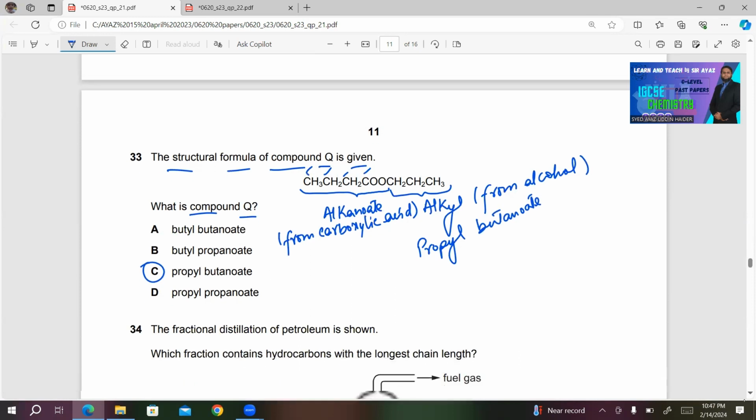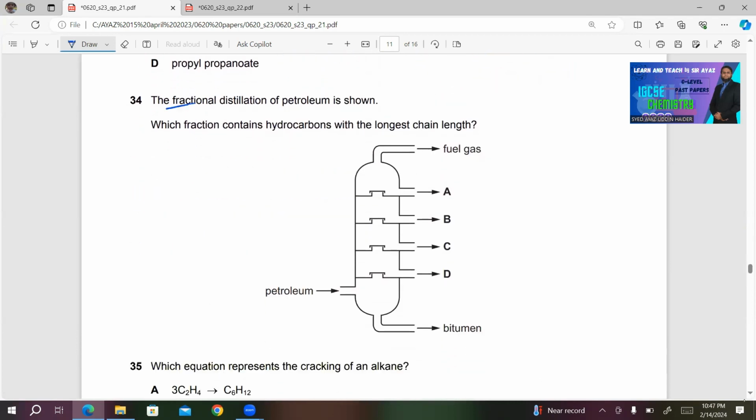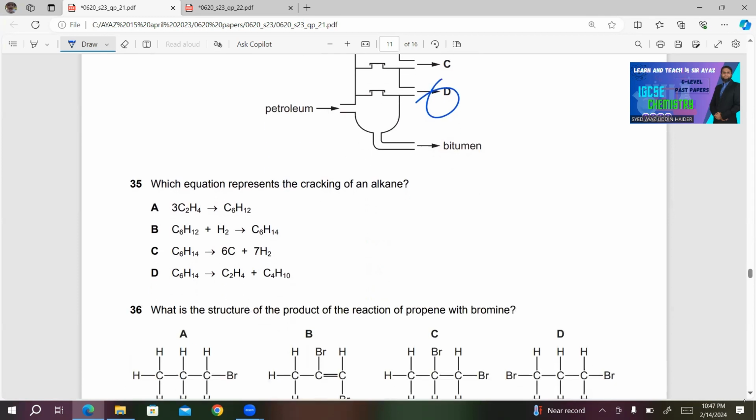Number 34. The fractional distillation of petroleum is shown. Which fraction contains hydrocarbons with the longest chain length? You know that at the bottom of the distillation column, the hydrocarbons must have the longest carbon chain. So D will be the right answer in this case. This one is the easiest one.